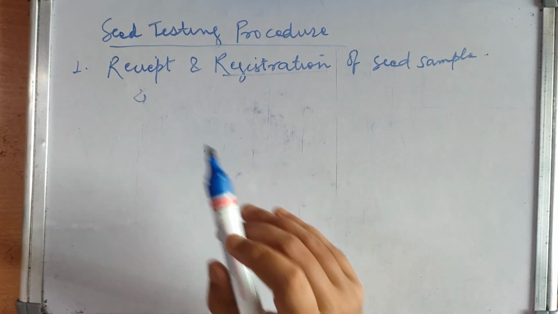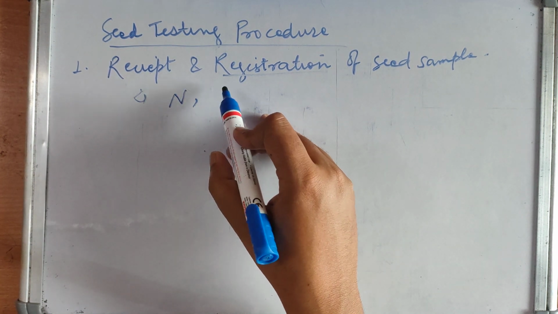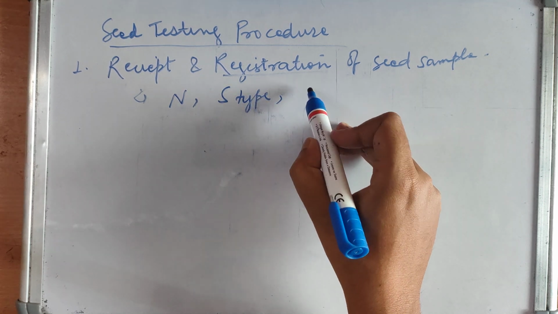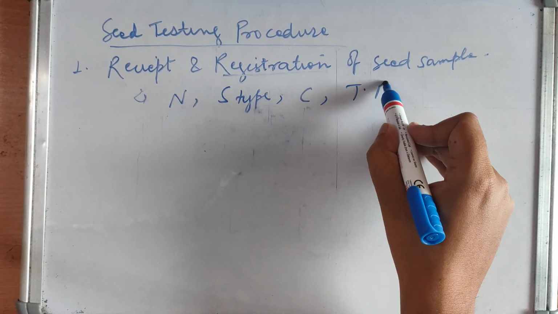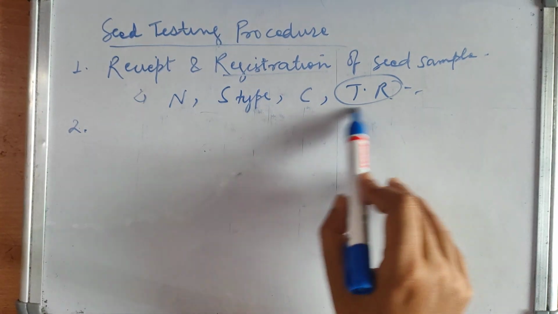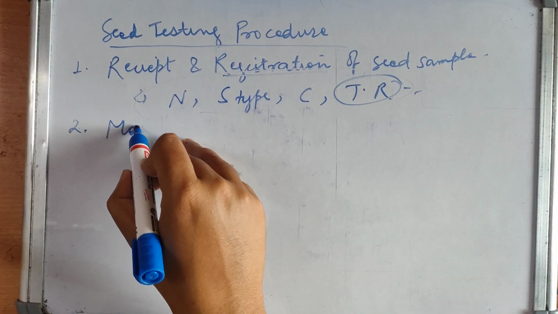So here we will also have info such as name of sender, type of sample, crop, and test required, which kind of test they have performed. So we will have this information in the receipt. Then we will do the moisture test.